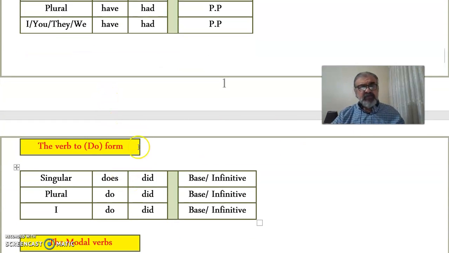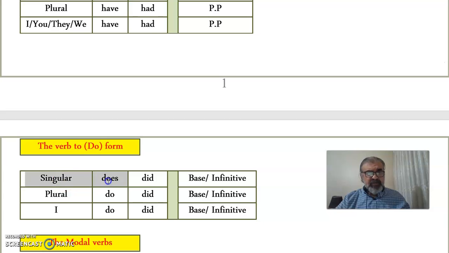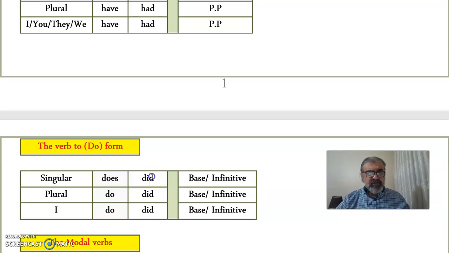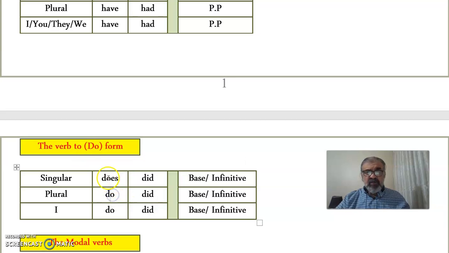Now, as for the verb to do, again, this depends on singular and plural. Does or do, that's in the present, did in the past. All these verbs to do, this is very important, by the way, they are all followed by the base or the infinitive, as you can see. Again, I could take all these pronouns and I could use them here.